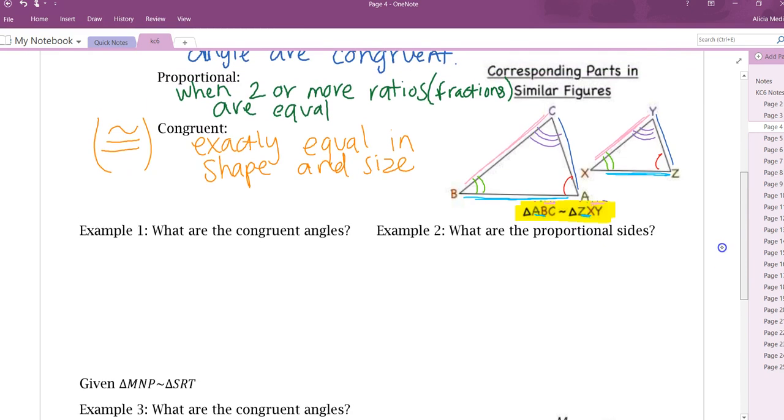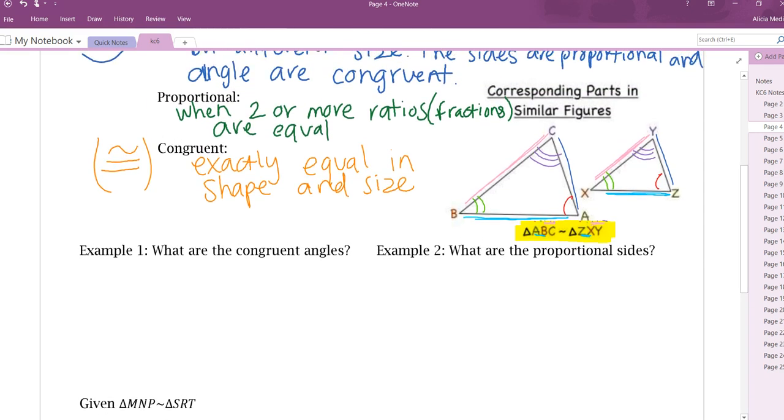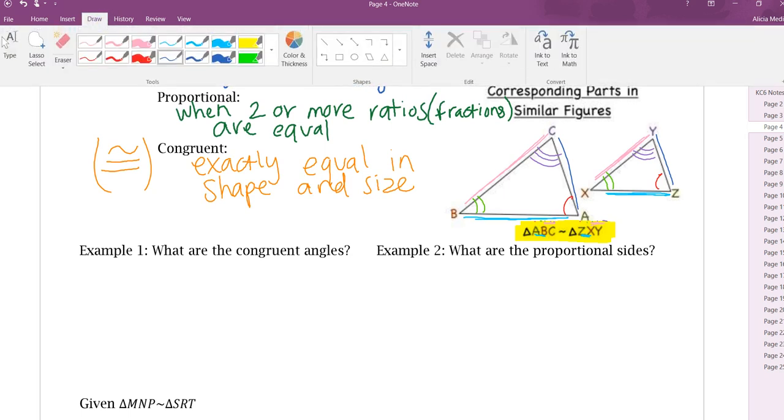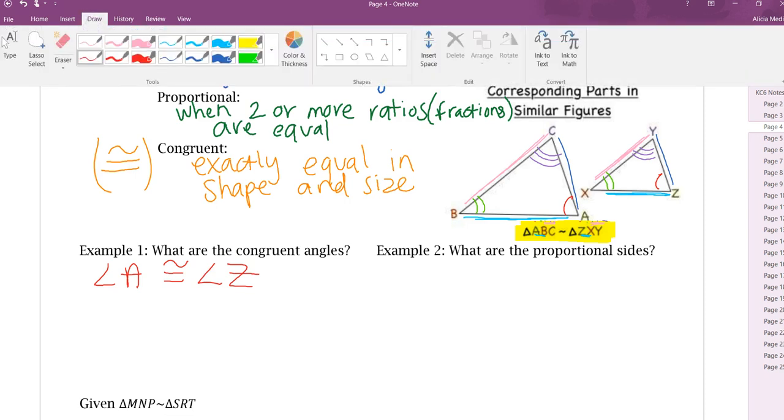So, example number 1. What are the congruent angles? So what we just labeled, which ones are congruent? I believe they use red for the first one. So angle A, that first angle, is going to be congruent. Notice congruent is the equal sign with the little squiggle mark. That went to angle Z, right? First letter, 1 scoop, 1 scoop. I then believe I picked green.